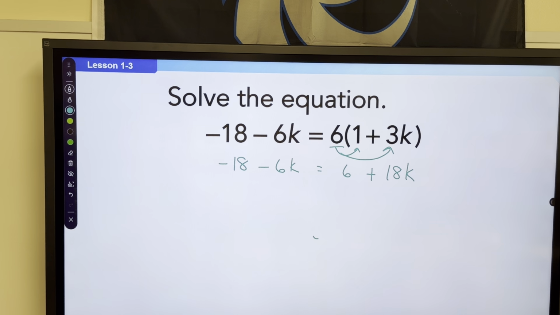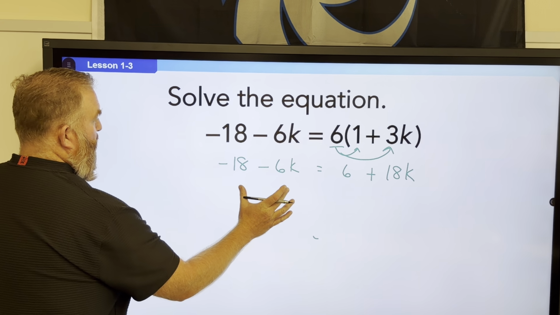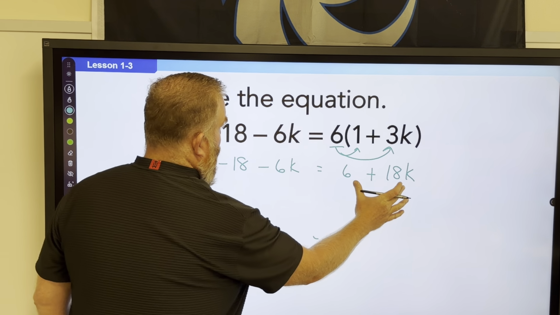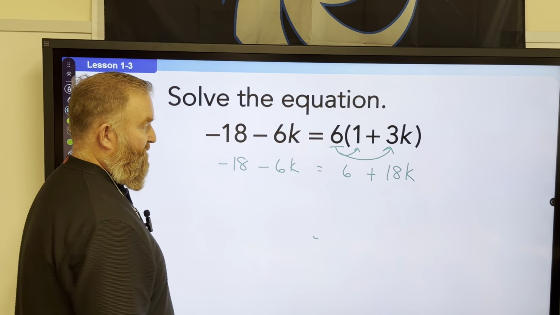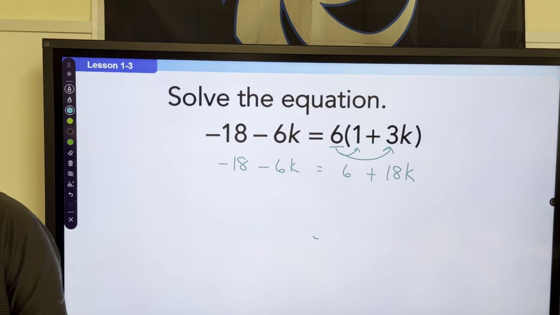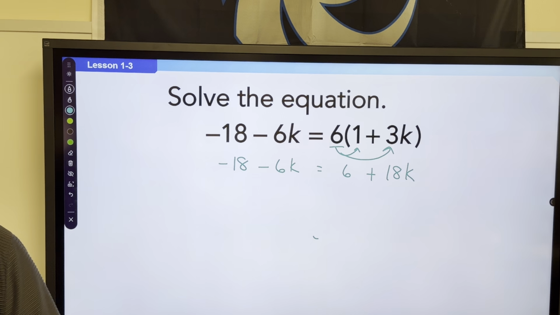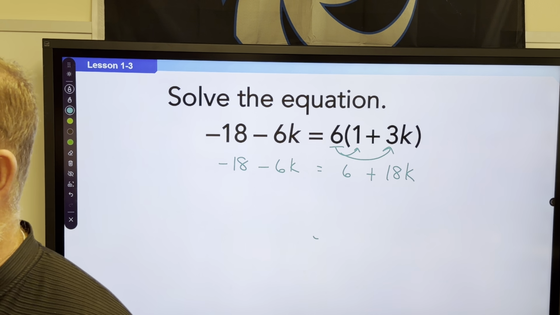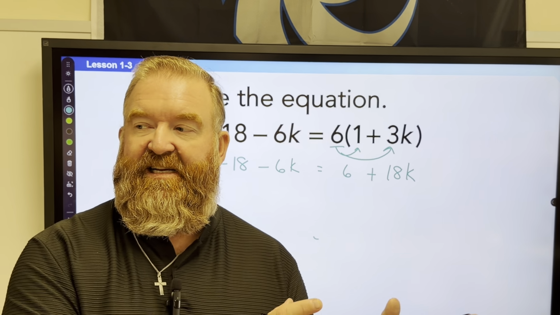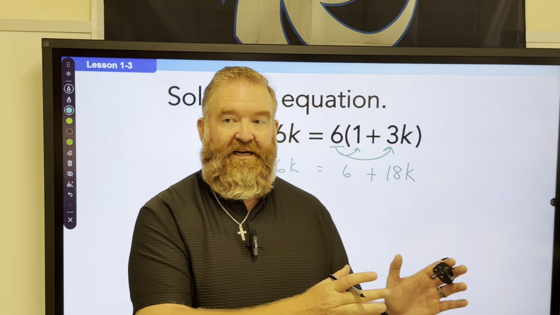Everybody good? All right. Now step 2 is combine like terms. Look at the left side. Is there anything I can do over here? No. Is there anything I can do over here? Can I do 6 plus 18k? Well, we're going to get to that point, but can I do anything with 6 plus 18k? No, they're not like terms.